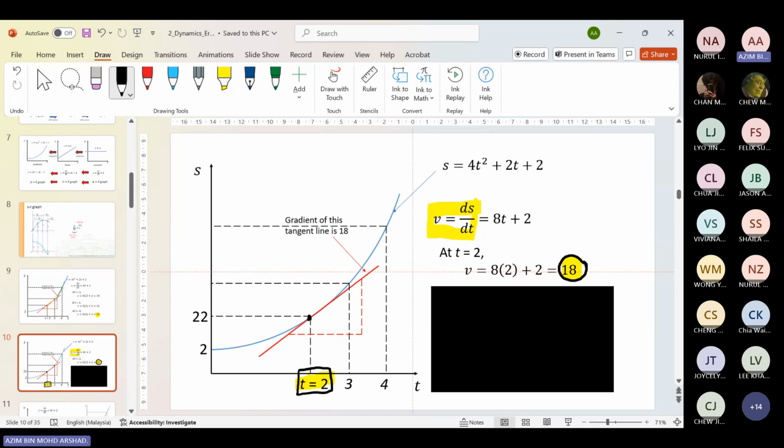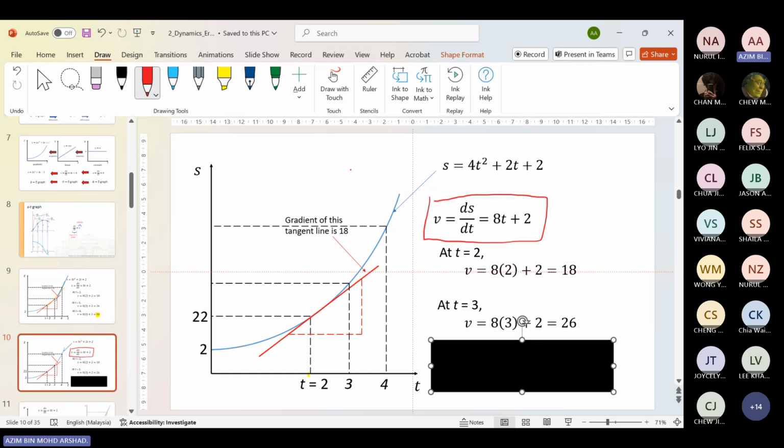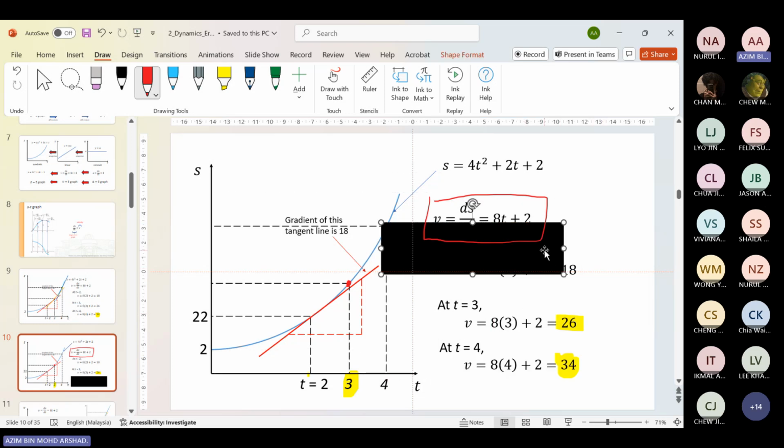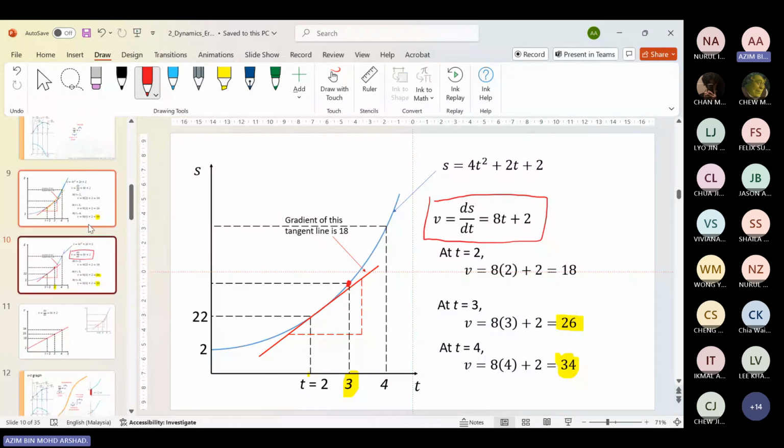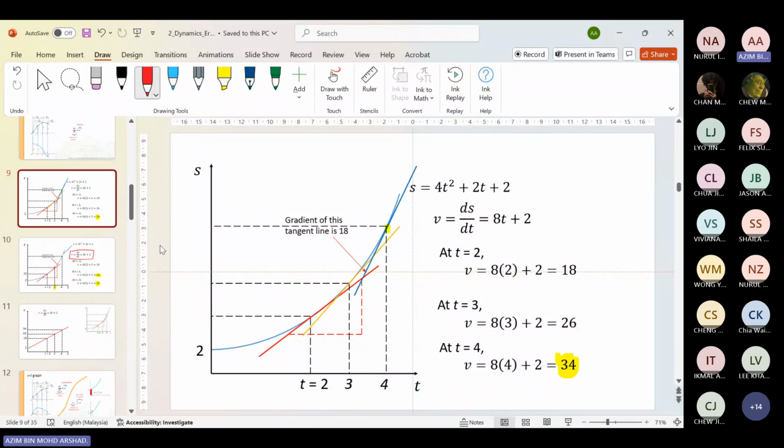Okay? So this is only at t equals 2, right? But this is a function, see? It is 8t plus 2. So you can calculate the gradient at t equals 3, which is 26, sorry, not 16. This is t equals 3. I will show you after this: you'll get 26, and then the other one, you'll get 34. So what you will get is like this.